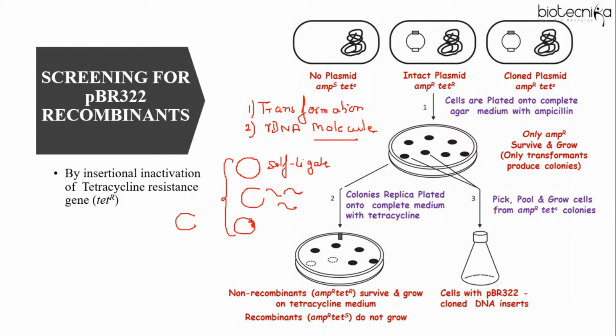We want only the vector with the desired recombinant DNA molecule, the desired gene of interest, right? So how do we check whether the transformed bacterial cell carries only the desired recombinant DNA molecule and does not carry a self-ligated vector? Or, in the very first place, we have to check whether transformation has taken place or not. All these things we have to check, so for that we perform screening.